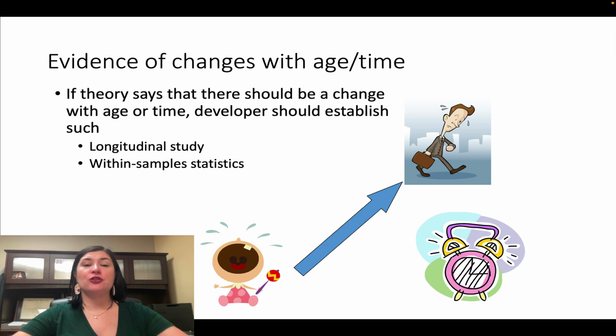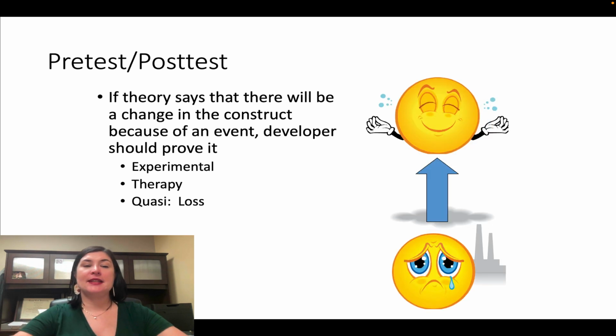Then we're looking for evidences of change with age and time. If theory says that there should be a change with age or time, the developer should establish such. So maybe a longitudinal study or a within sample statistic. So looking at comparisons between age within that study. Pre-test and post-test is if the theory says that there will be a change in the construct over time or because of an event, the developer needs to prove it. This can be experimental, it can be therapy, or maybe a loss of something. But we want to measure before this event happens and measure after the event happens to show that this theory and construct is proven correct.